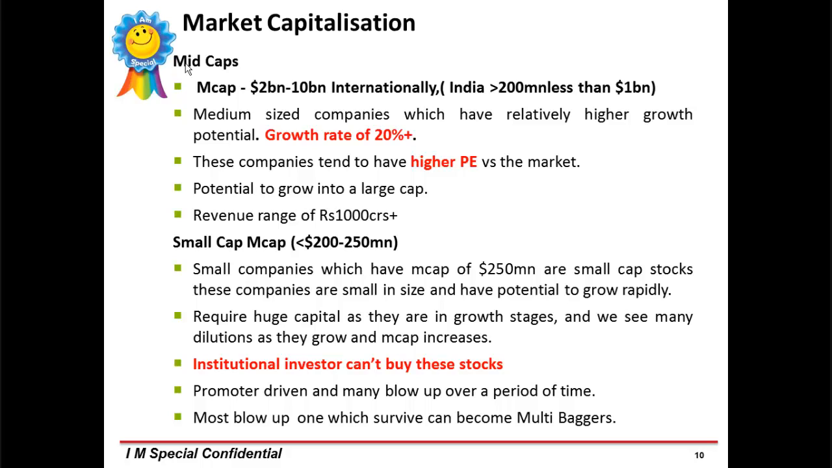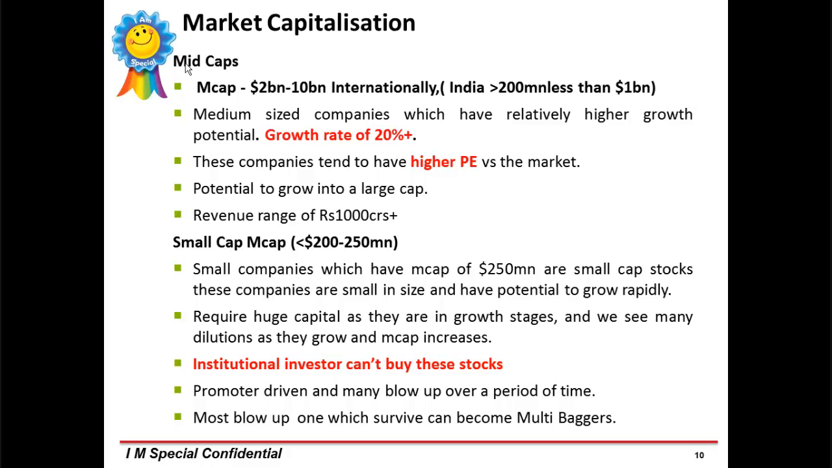These companies have relatively higher growth potential, where the growth rate can be more than 20%. These companies tend to have a higher PE versus the market, largely because of the higher growth rate. And if these companies are managed properly over a period of time, they have the potential to grow into a large cap stock. Revenue range is anywhere starting from 1000 crores. So at some point these can become large cap stocks.